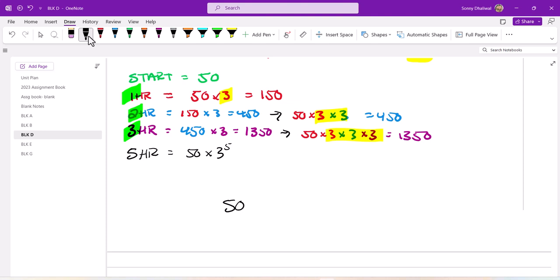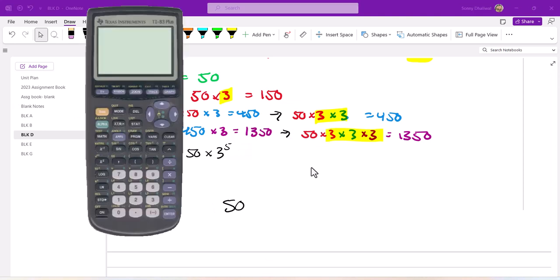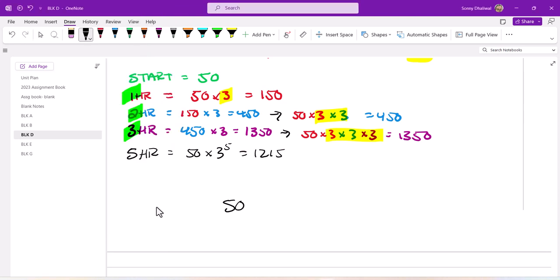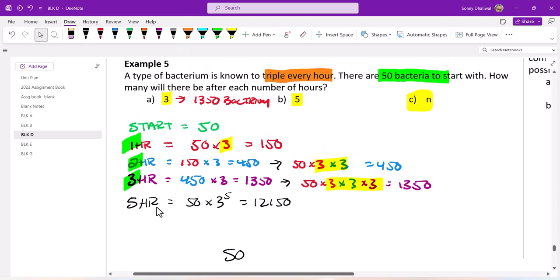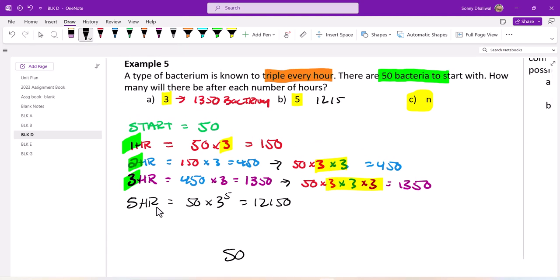All right? So I grab my calculator here and I go, turn it on. I go, okay, BEDMAS, exponents first. 3 exponent 5. I figure out this number and I multiply it by 50. And it's 12,150. So we know there's 12,150 bacterium.